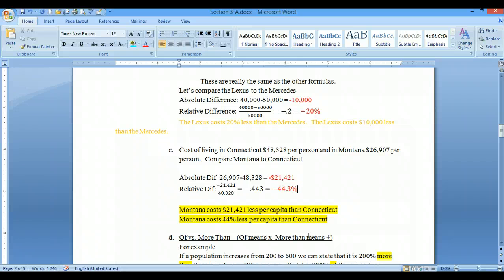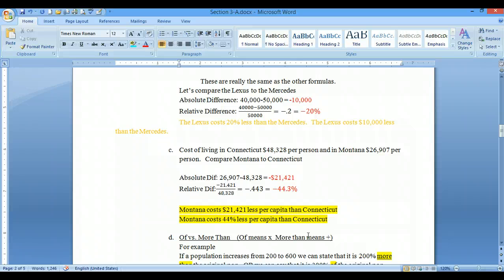The next part gets a little tricky, the "of" versus "more than." Of means times, more than means add. You can think of it in simplified terms, which we learned how to do when we did problem solving. If I want to simplify something in my head, I think of "of" meaning multiply, "more" meaning add. So if I have half of the value of somebody else, I take that value and divide it in half or times it by 1/2. If I have 5 more apples than Sarah, then I add 5 to the same number that Sarah has. So more than means add.